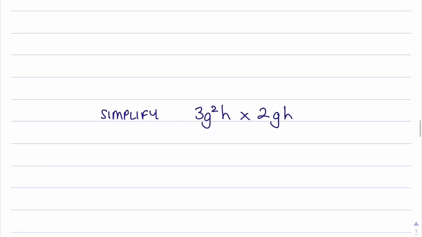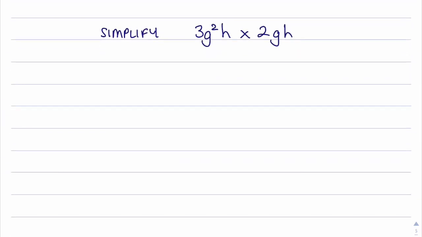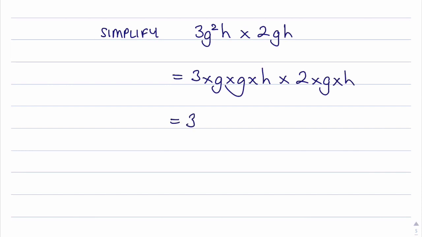So look at a second one. Following the same process, what we have here is 3 multiplied by g multiplied by g multiplied by h, and then we've got the 2 multiplied by the g multiplied by the h. Again, we can rearrange this. So we've got the 3 multiplied by the 2. We've got the first 2 g's and the g from over here. And then we've got this h and this one.